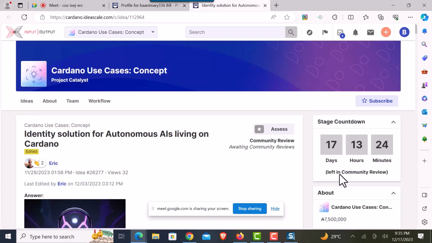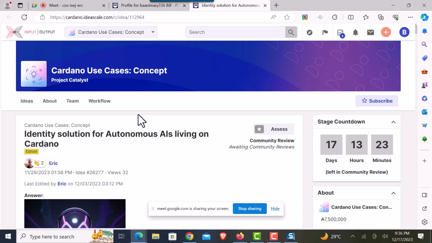So this proposal is Identity Solution for Autonomous AIs Living on Cardano. It's under which challenge? That is Cardano Use Cases Concept. Even before you start to access the proposal, just run through the challenge setting to have a fair idea of what it entails. From there you will know what the challenge demands every proposal under it to possess.